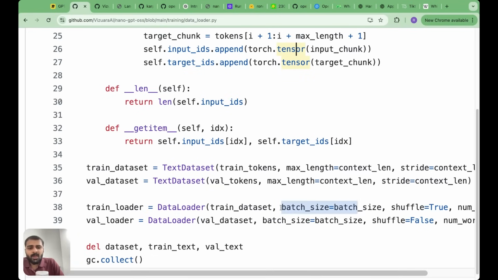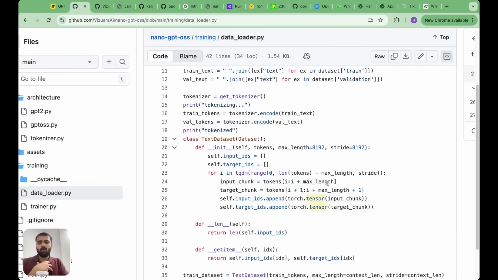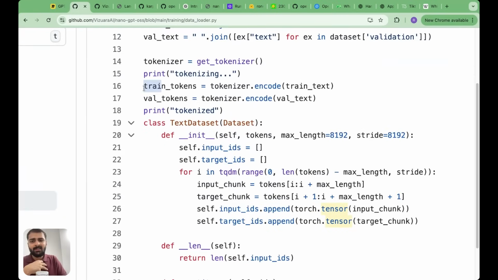And then we have to mention how many we need in one batch. That's specified with the batch size. So I hope all of you understood what's going on here. We get the training and the validation tokens in those two bags.